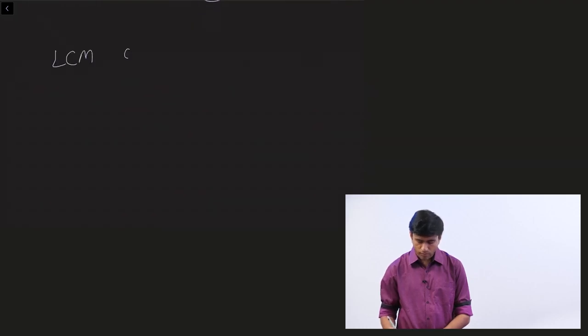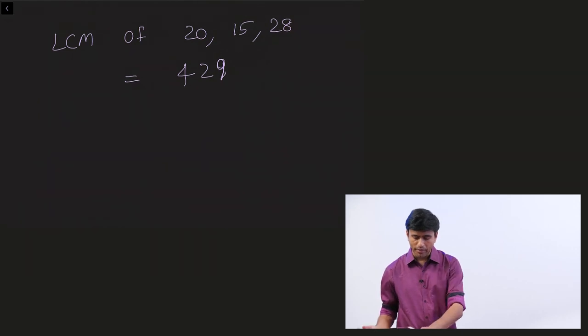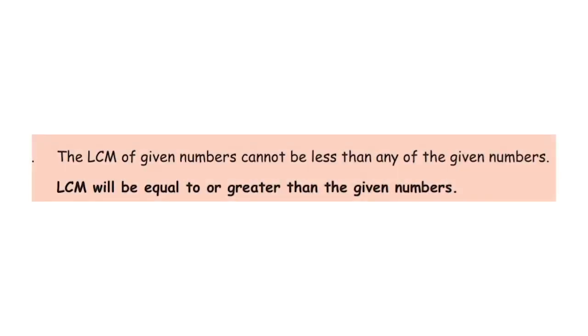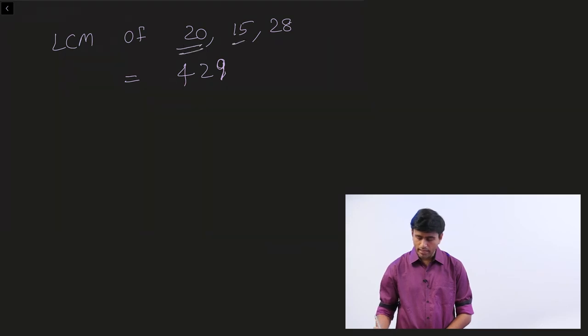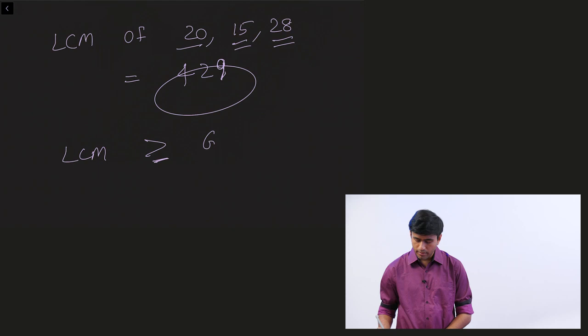Here let's look at one property of LCM. The number we got was 429, which leaves the remainder 9. Let's look at the property. LCM of given numbers cannot be less than any of the given numbers. In other words, LCM will be equal to or greater than given numbers. Look at the given numbers 20, 15 and 28. The LCM is always greater than or equal to given numbers.